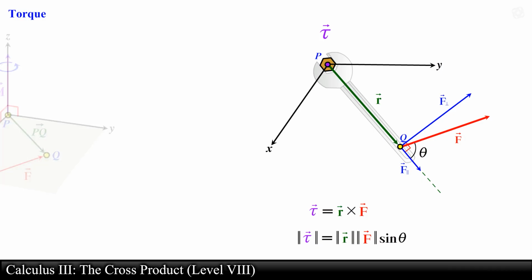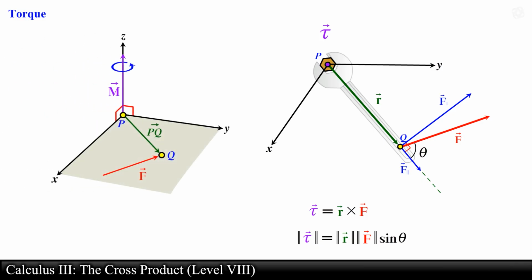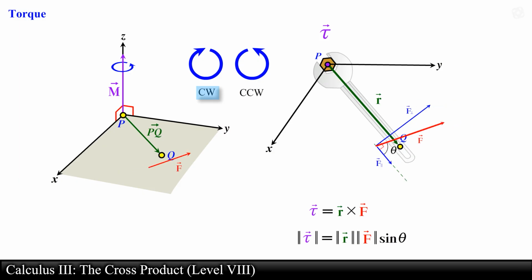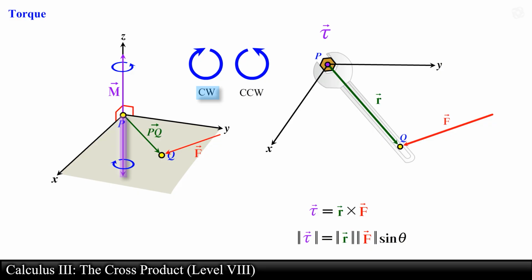By using the right-hand rule, we can determine if the wrench will be rotating clockwise or counterclockwise. If the wrench is rotating counterclockwise, then the torque vector will be pointing up out of the page or plane. If the wrench is rotating clockwise, then the torque vector will be pointing down or into the page or plane.